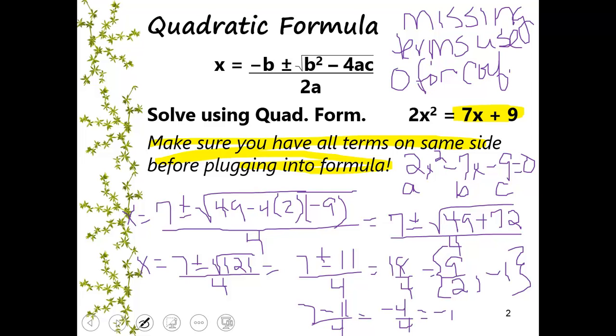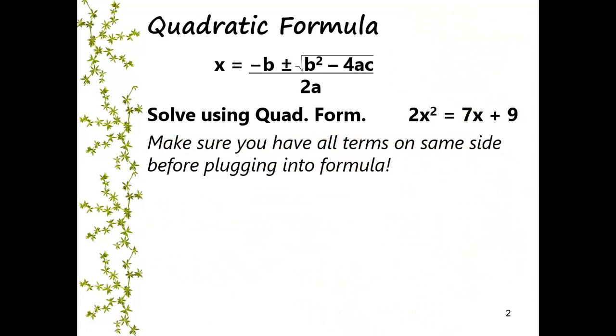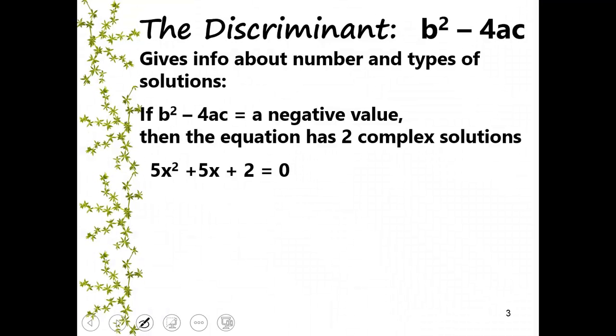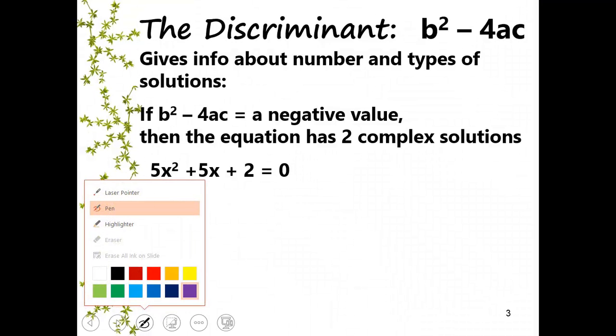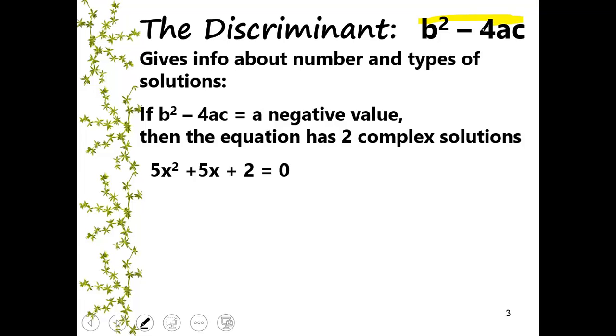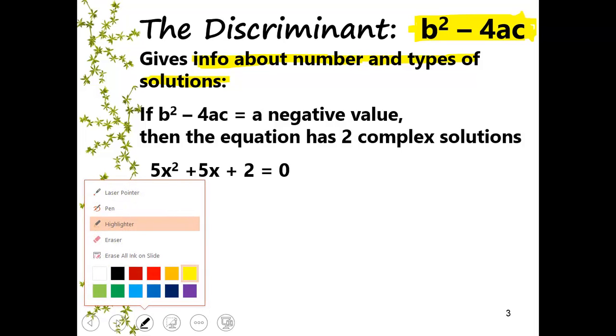The next thing we're going to talk about is the discriminant. The discriminant is a very specific part of the quadratic formula. It's the piece underneath the radical sign, namely b squared minus 4ac. It tells us, by its value, about the number and types of solutions. Okay? And it depends on its value. So let's talk about this.